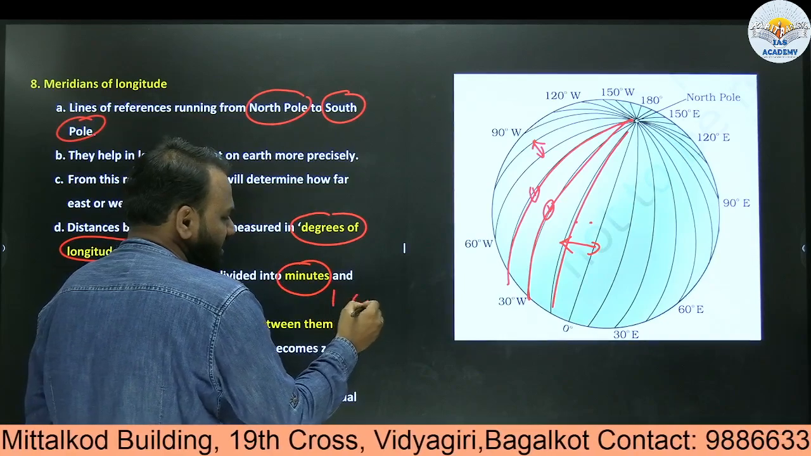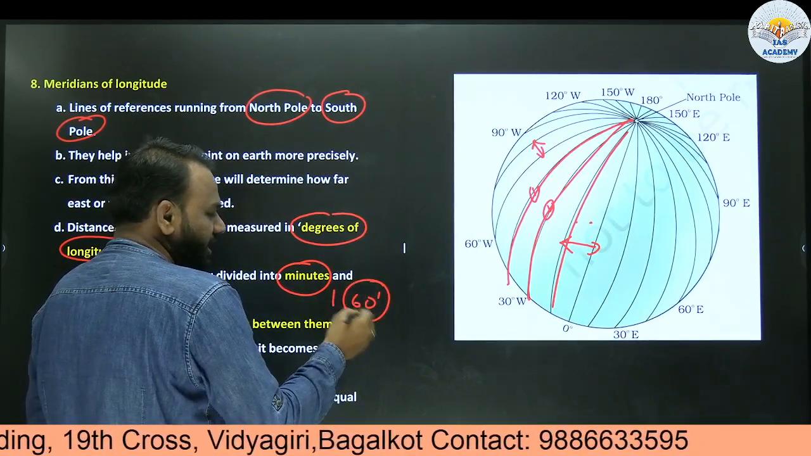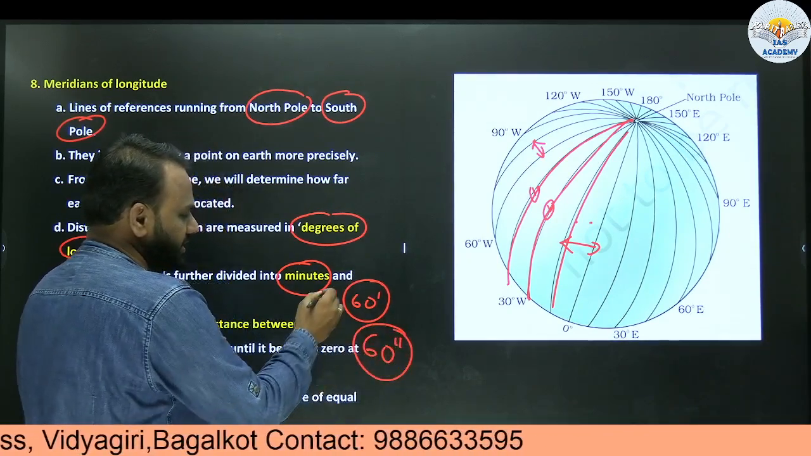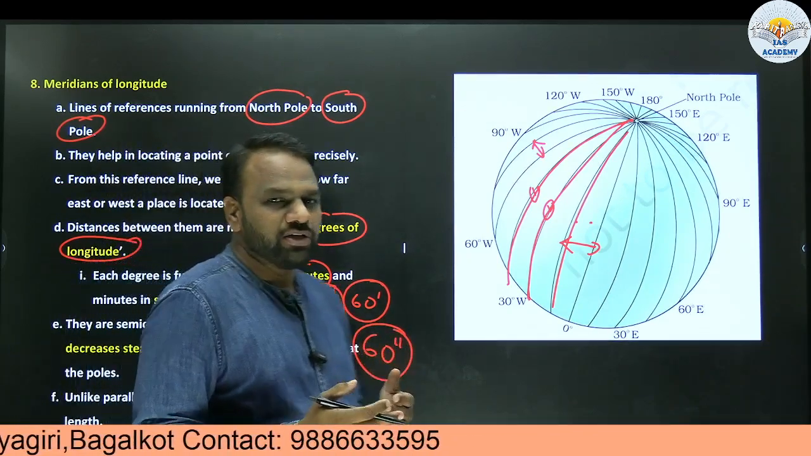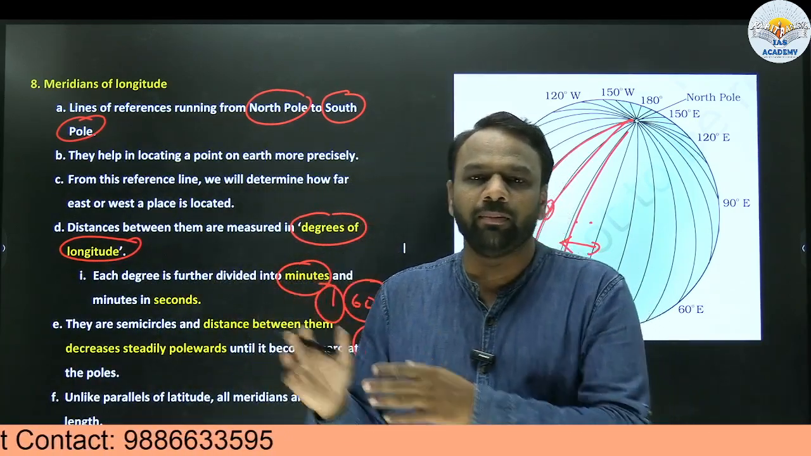So 1 degree has 60 minutes. This minute is represented in this fashion. Next, each minute has 60 seconds. It is something similar to kilometer. So 1 kilometer consists of 1000 meters, and 1 meter consists of so many millimeters.